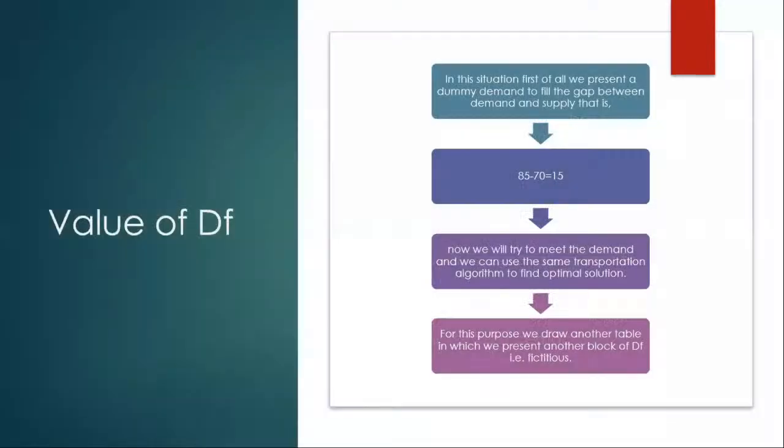Next, value of DF. In this situation, first of all, we present a dummy demand to fill the gap between demand and supply, that is 85 minus 70, which is equal to 15. Now we will try to meet the demand, and we can use the same transportation algorithm to find the optimal solution. For the purpose, we draw another table in which we present another block of DF.